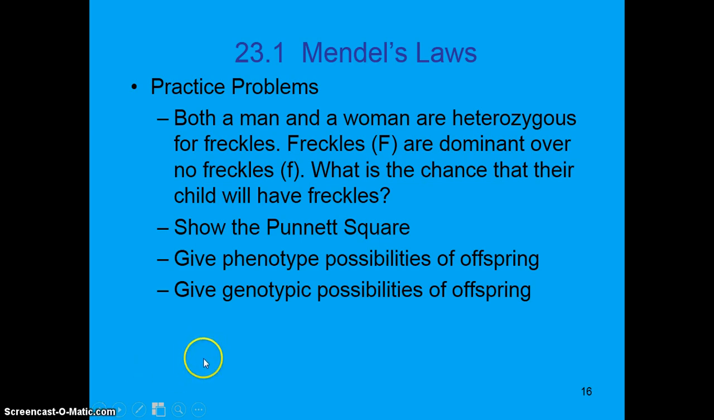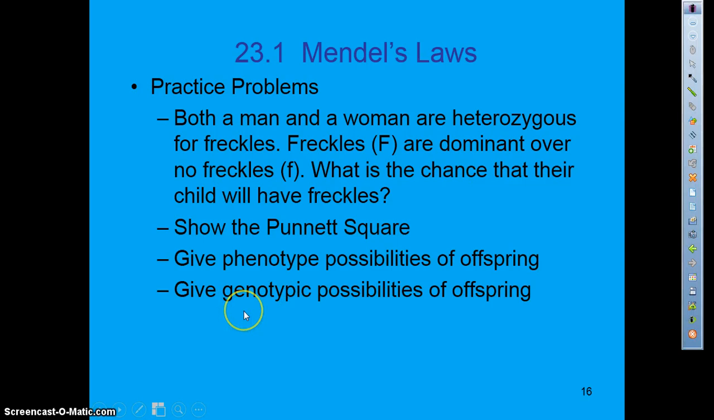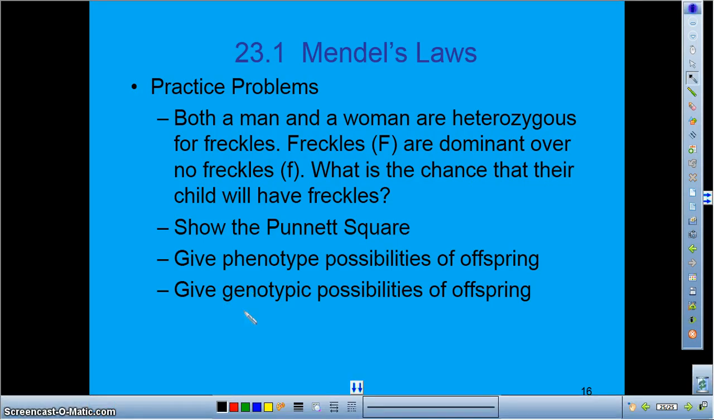Practice problems. Both a man and a woman are heterozygous for freckles. Freckles are dominant over not freckles. So what's the chance the child will have freckles? And you have to show the Punnett square, give the phenotype possibilities of the offspring, and the genotype, because that's what you have to do. This is what I expect to see when you have a problem like that.